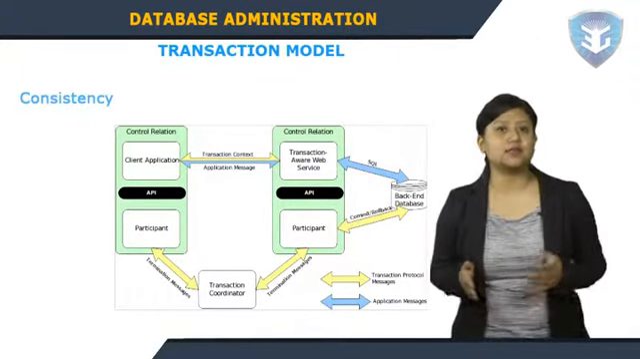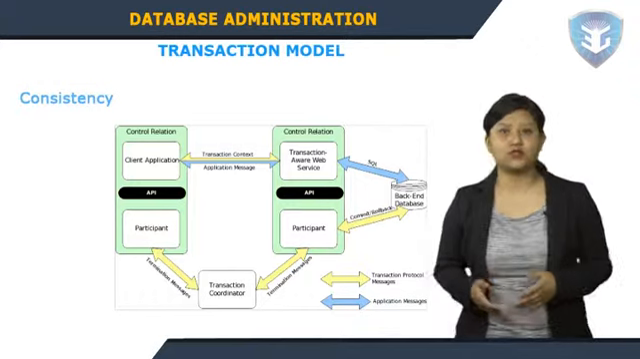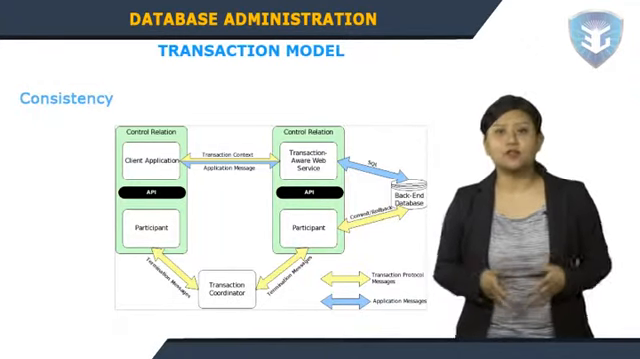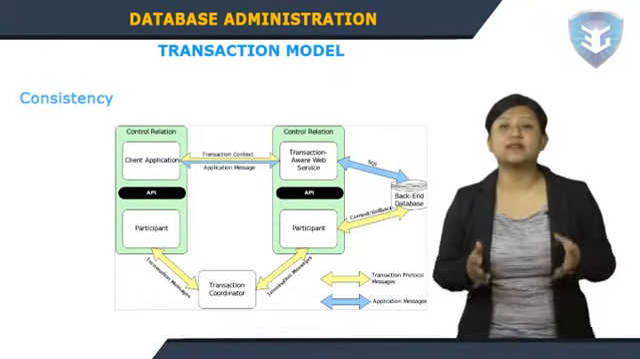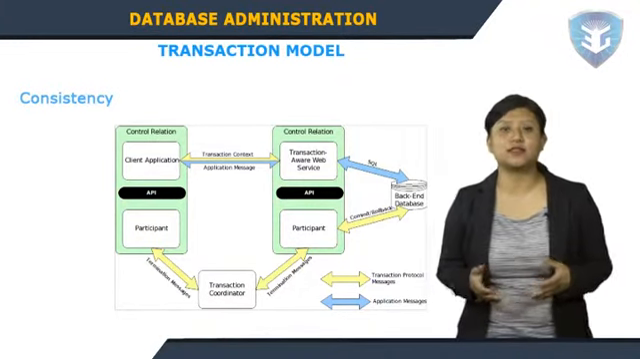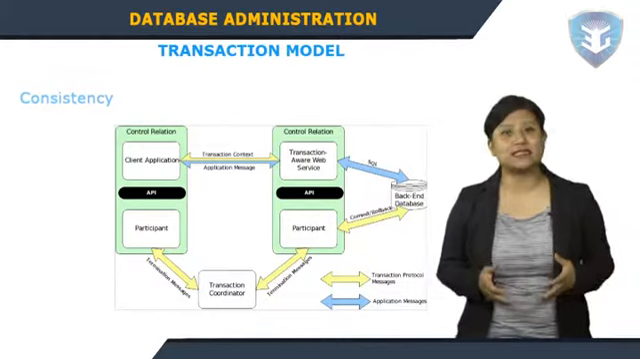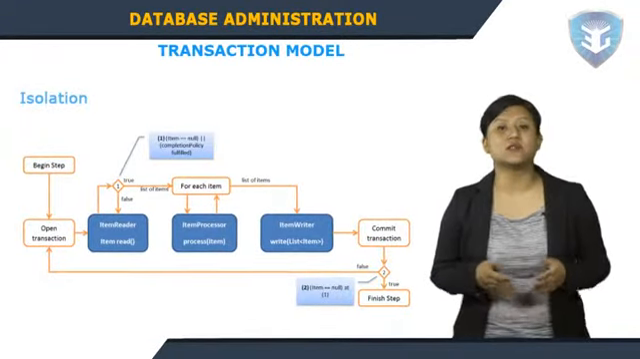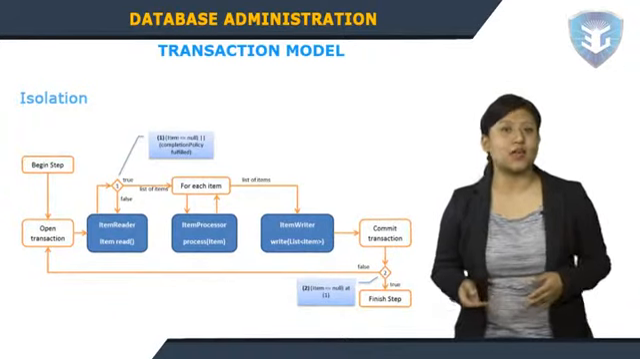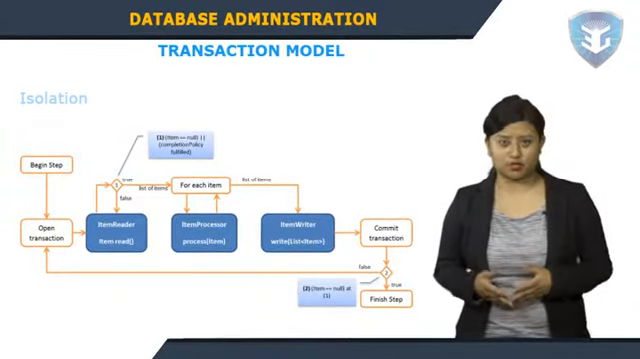Consistency. Consistency states that only valid data will be written to the database. If for some reason a transaction is executed that violates the database's consistency rules, the entire transaction will be rolled back and the database will be restored to a state consistent with those rules. Isolation. Isolation requires that multiple transactions occurring at the same time not impact each other's execution.